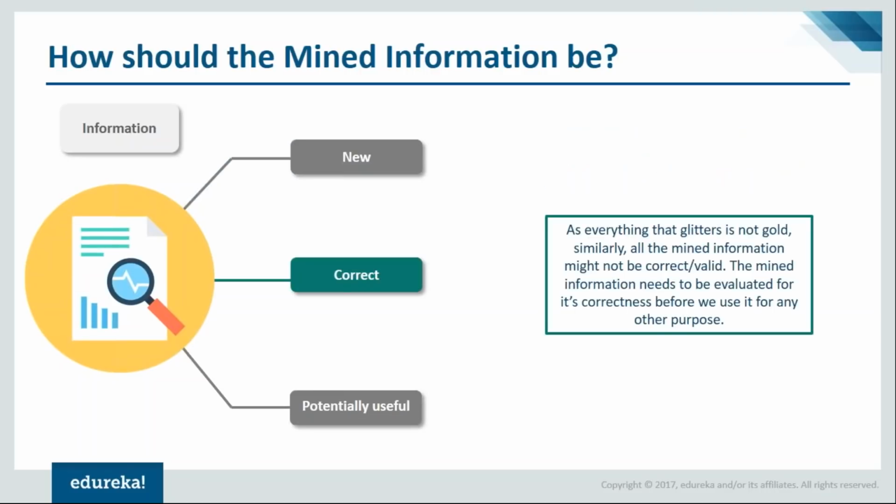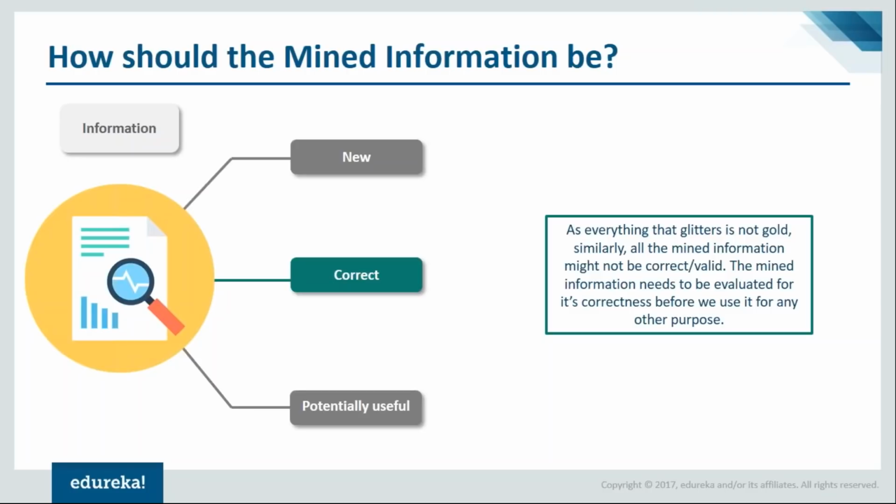Let's look at the next parameter, the correctness of the information. Let's again take an example. We have a data set which comprises the stock prices of all the companies. And we predict that for a company X, its stock price will increase by 20% in the next week. But on the contrary, what actually happens is its stock price decreases by 10%.